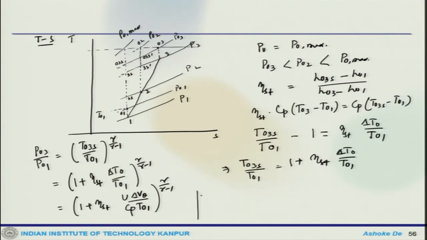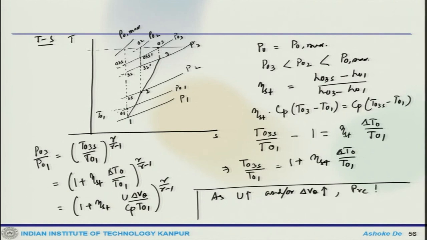Now, one can see that as u increases and or delta V theta increases, PRC also goes up. So, PRC, which means P2 by P1, goes up, which means P2 goes up. And obviously, P1 minus P2 also goes up to some extent. Now, this is true only up to a point.